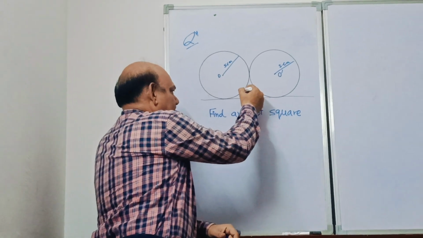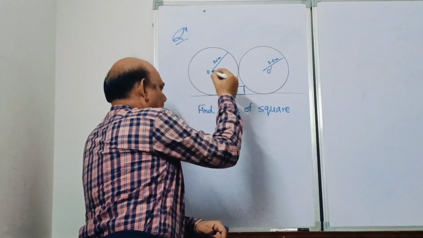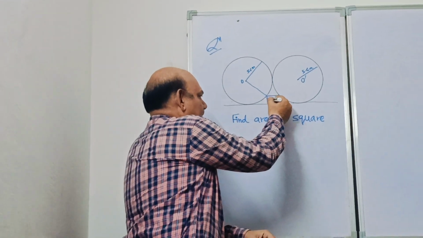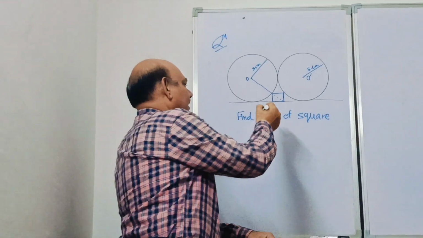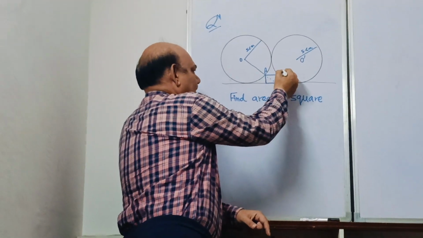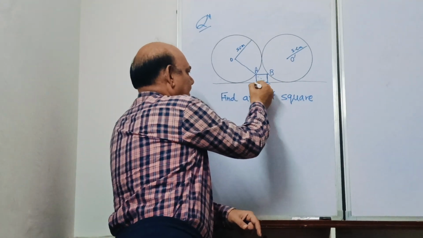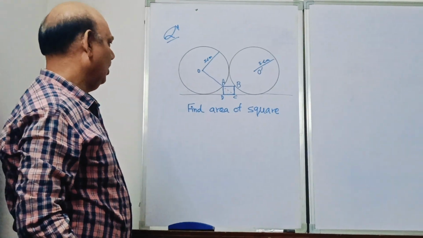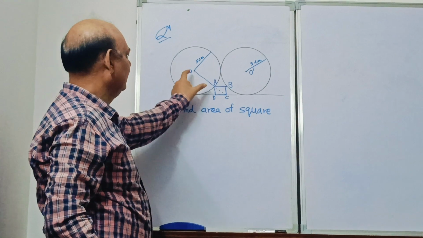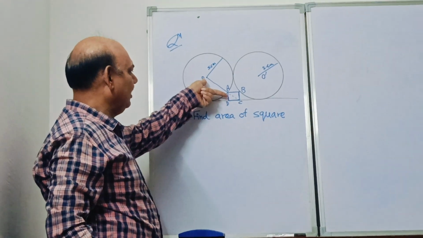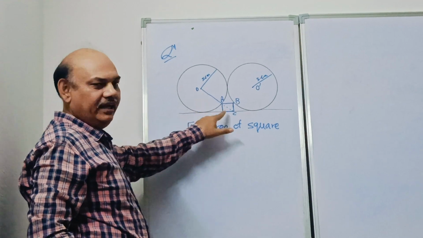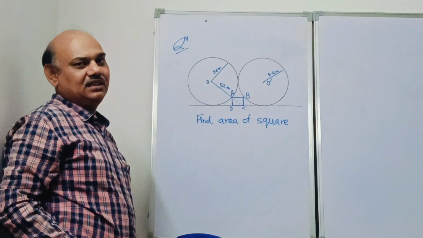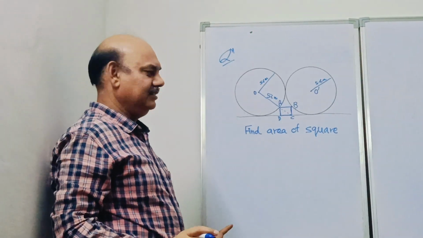Suppose we reach from this point to this point, and extend it up to this point. Suppose its name is A, B, C, D. Our square is ABCD. Because this is our radius OA, that means its distance is 5 centimeter. OA is 5 centimeter. Is it clear?